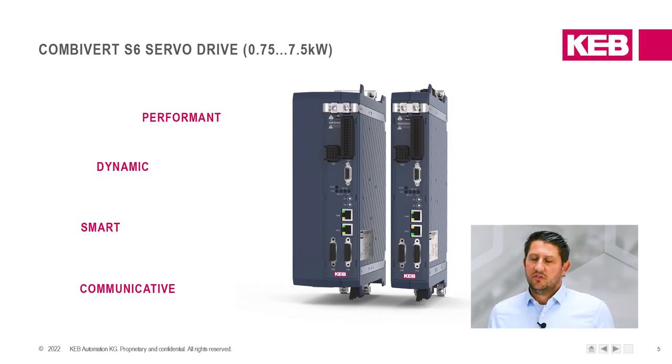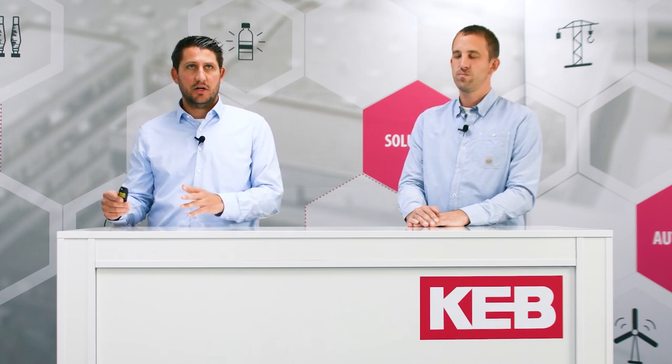The KEB COMBIVERT S6 servo drive is coming out with a book format for space-saving aspects in control cabinets, and the fieldbus communication protocols EtherCAT, PROFINET, Ethernet IP, Modbus TCP, PowerLink, VARAN, and of course CAN. As well, the F6 drive has got the same fieldbus communication protocols. Also, we are able to run various encoders, different motors like asynchronous motors, synchronous motors, synchronous reluctance motors, IPM, high-speed torque motors, and of course our KEB own motors and third-party motors as well. So this was a short introduction into the KEB COMBIVERT F6 and S6 hardware part.